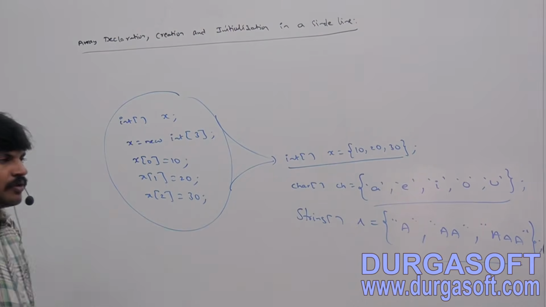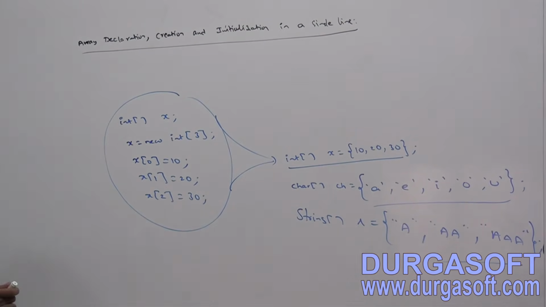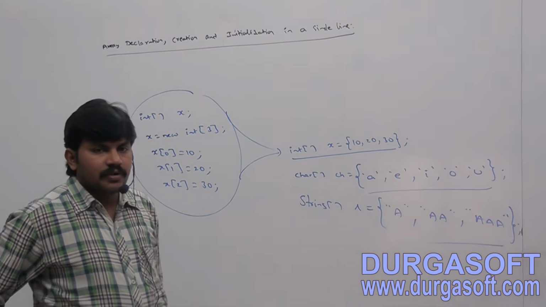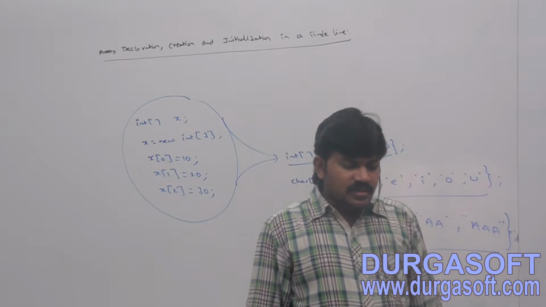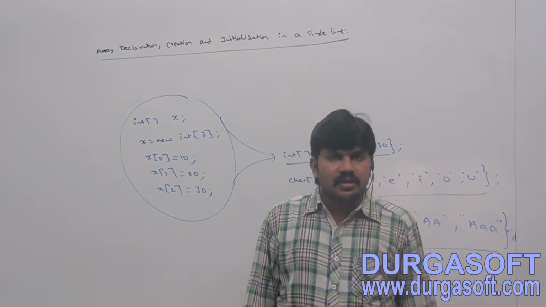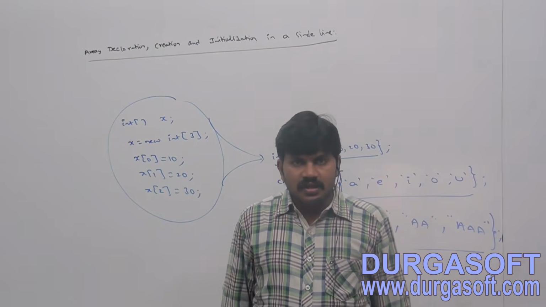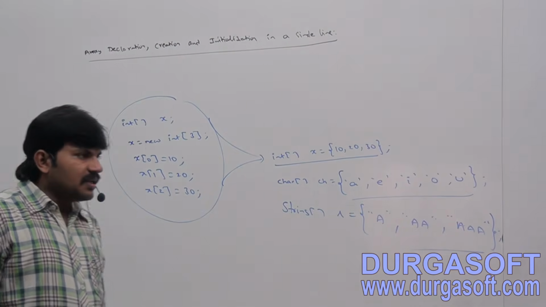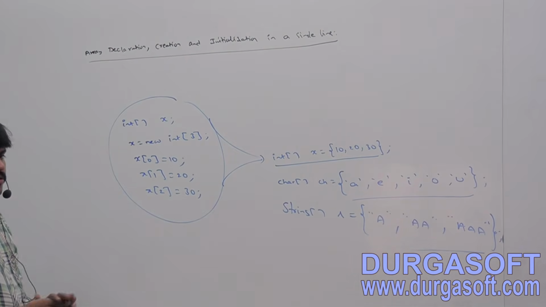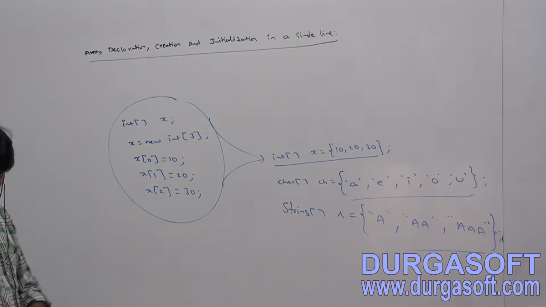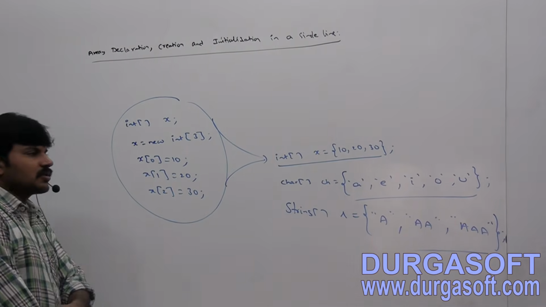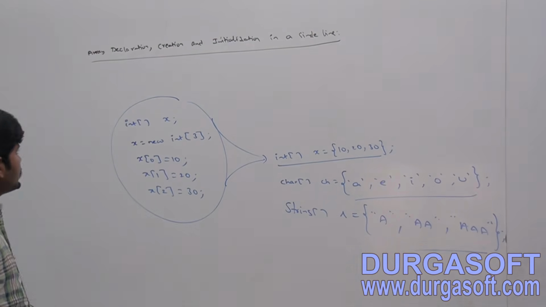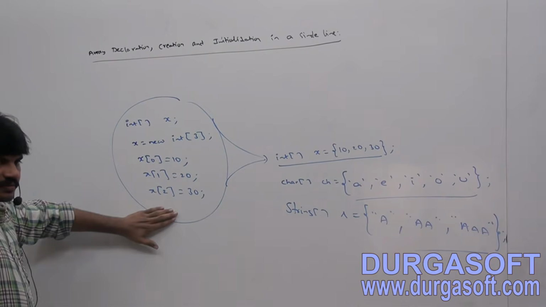We can declare, create, and initialize an array in a single line, within brackets. Shortcut representation. Okay, take this point well.